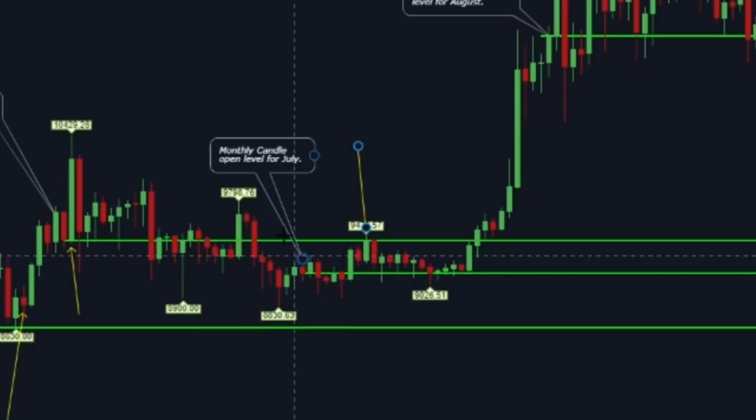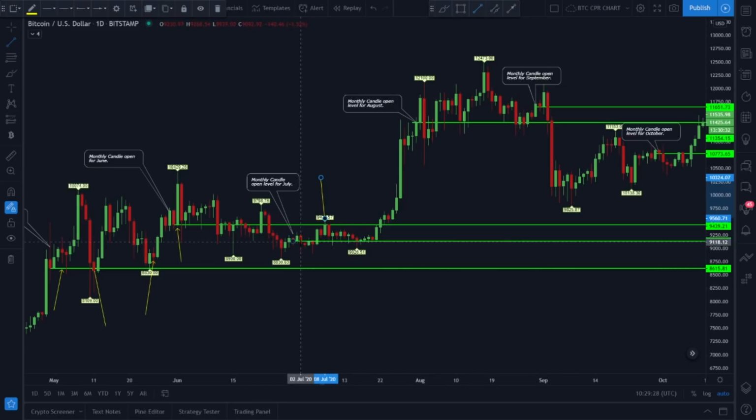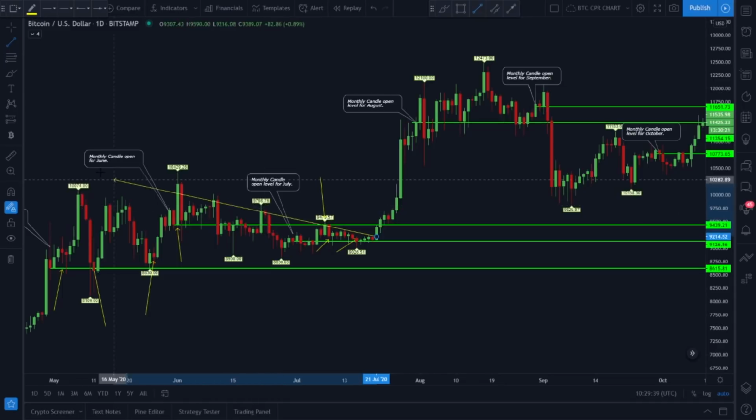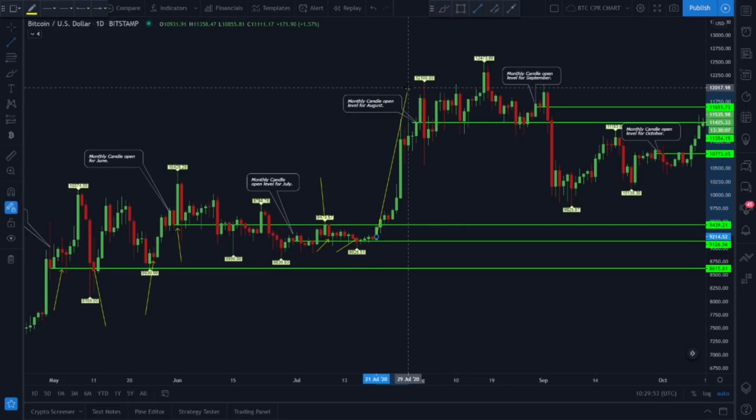So we had a new month, the monthly candle open for July, which was here. So you can see when the price opened above it, we had a strong support all the way here. But as soon as we broke above this previous monthly candle level here of June, guys, that was a very bullish indication, because after that we didn't have any monthly candle open level acting as a resistance on top of us. So we had this really nice price pump, right?